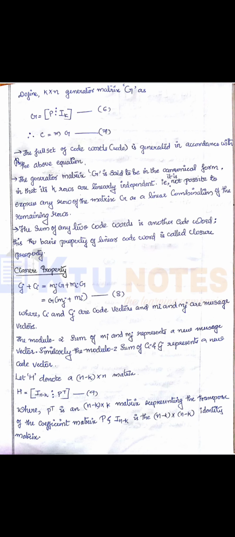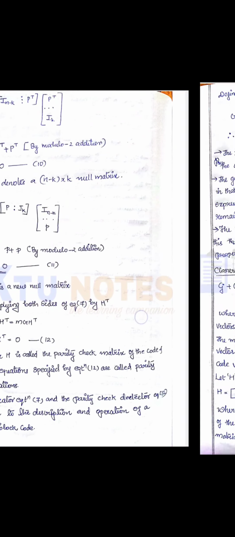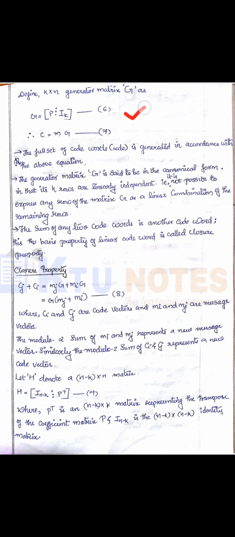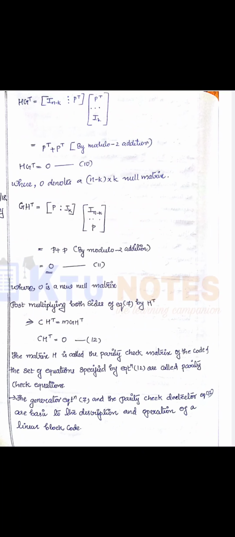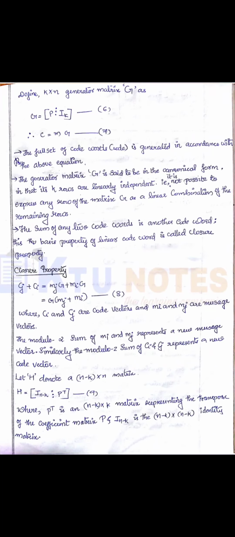So H is called a parity check matrix, and this is the generator matrix having size k by n, and the parity check matrix having size n minus k by n. Okay. The equation for the generator matrix is [P I_k], and the equation for the parity check matrix is [I_(n-k) P transpose]. Then next we have some proof that this H is called the parity check matrix.